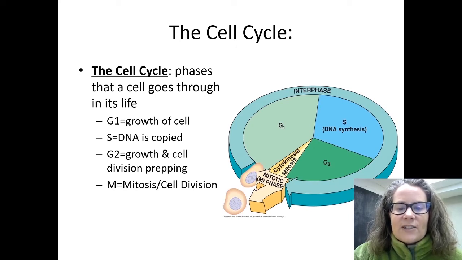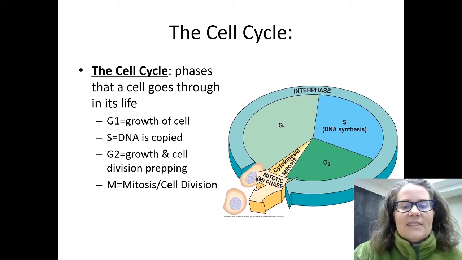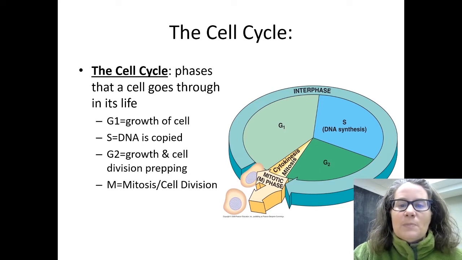One is the cell cycle. This is the phases that a cell goes through during its lifetime. This can be before, during, and after cell division. So all of that is included in the cell cycle. And I have this arrow over here. I'm going to walk you through G1 phase, S, G2, and M, and just talk briefly about what happens in each phase.